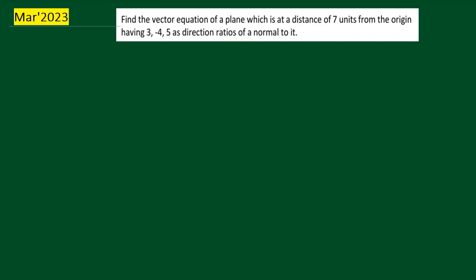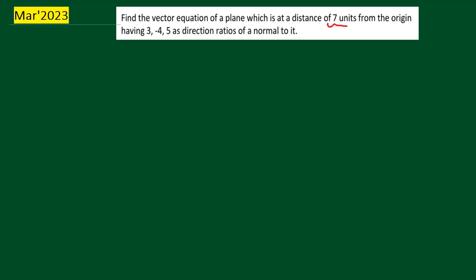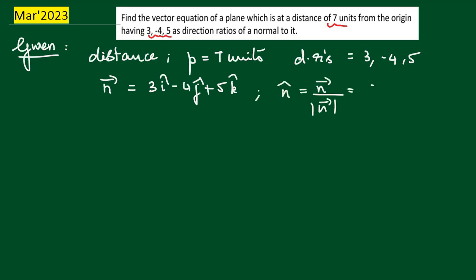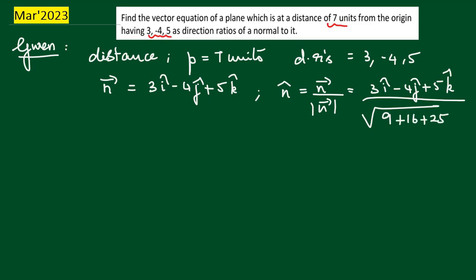Find the vector equation of a plane which is at a distance of 7 units from the origin, having the direction ratios of a normal to it. Given p is the distance, 7 units, and the direction ratios of a normal are given. So the n vector will be 3i minus 4j plus 5k. Let us find n cap. N cap is equal to n vector by the mod of n vector, which is 3i minus 4j plus 5k divided by its modulus, that is the root of 3 squared plus (minus 4) whole squared plus 5 squared, that is 50.